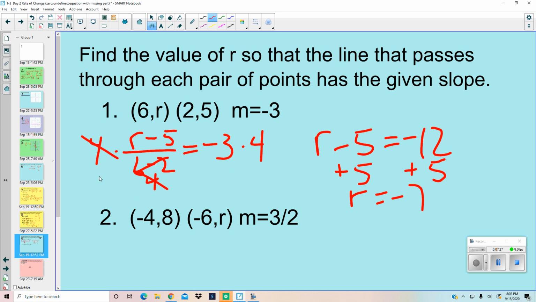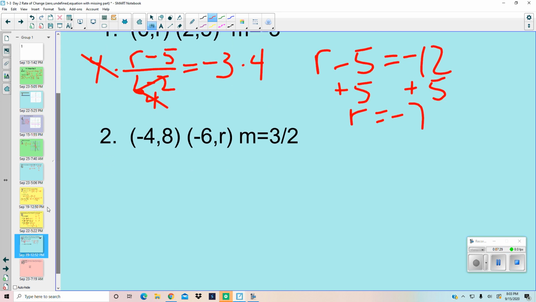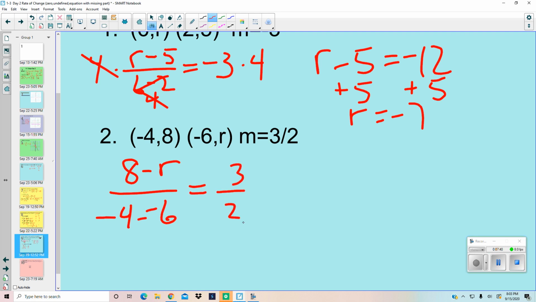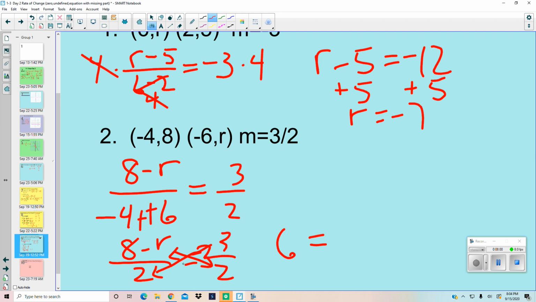Okay, so the problems are going to include one missing part in the ordered pairs. So when you set it up, you do y minus y, so 8 minus r, over -4 minus -6, and that's going to equal 3/2. So I'm going to rewrite this. 8 minus r over 2 equals 3 over 2. Whenever you have a fraction equal to another fraction, you can just cross multiply to solve. So when I cross multiply here, I get 6. When I cross multiply here, I get 2 times 8 minus r. From there, you've got to still solve for r.